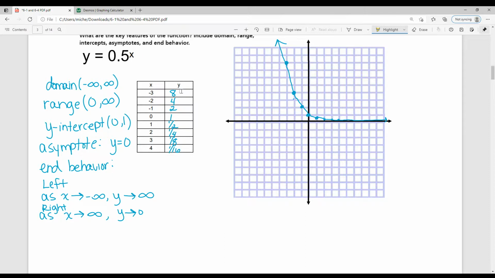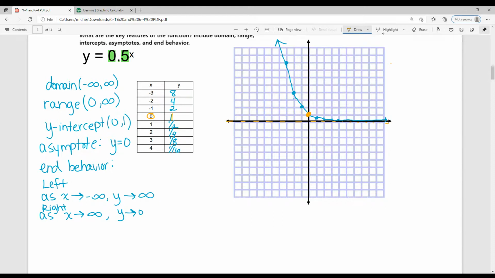That's going to happen anytime the number in front of the x is a fraction less than 1. If it's between 0 and 1, you'll see that behavior. The domain will stay the same, so our domain is still negative infinity to positive infinity. The range is still 0 to infinity. The y-intercept is still 0, 1, and I can see that when x is 0, y would be 1. The asymptote is still y equals 0.